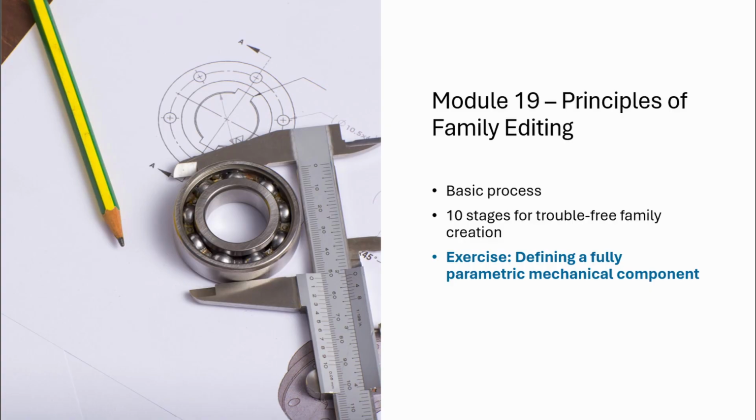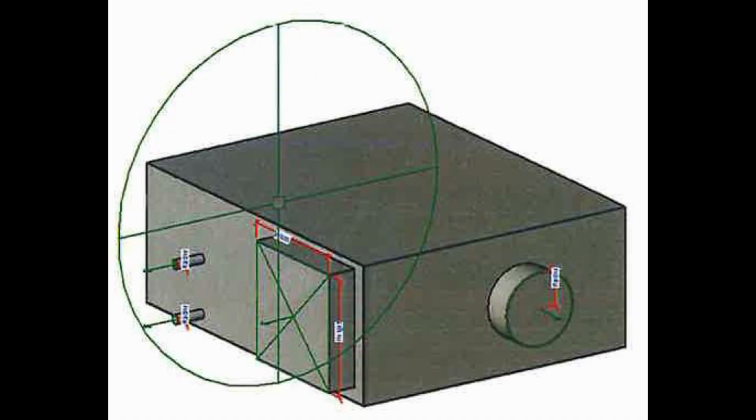In this module, we'll explore the fundamental principles behind stable, reliable family creation. The example we use is intentionally simple, a basic fan coil unit, but the techniques you'll learn here apply to every family you'll ever build. These principles form the foundation for more advanced topics like nested families, shared parameters, type catalogues, and formula-driven geometry.